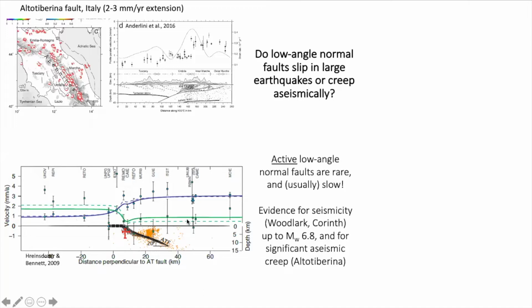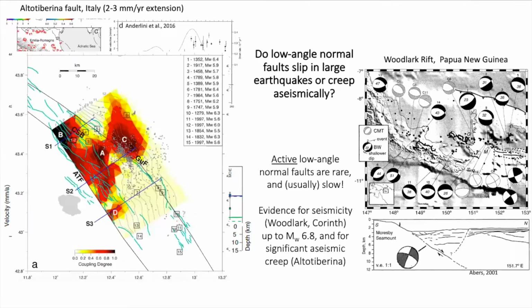So this data has been interpreted to imply that low angle normal faults are mostly aseismically creeping and should not be able to rupture in large earthquakes. Another reason this is an outstanding question is because there's little evidence for large earthquakes or much seismicity on low angle normal faults. The largest low angle normal fault earthquake that we know of is this event from the north of the Moresby Seamount in the Woodlark Rift of Papua New Guinea, which appears to be located right along this seismologically imaged low angle normal fault structure seen here from Abers 2001.